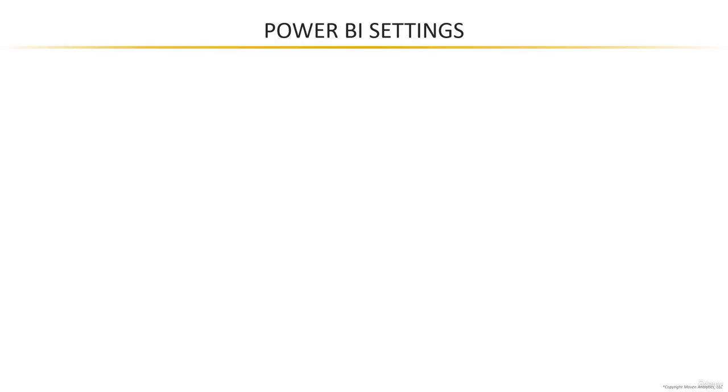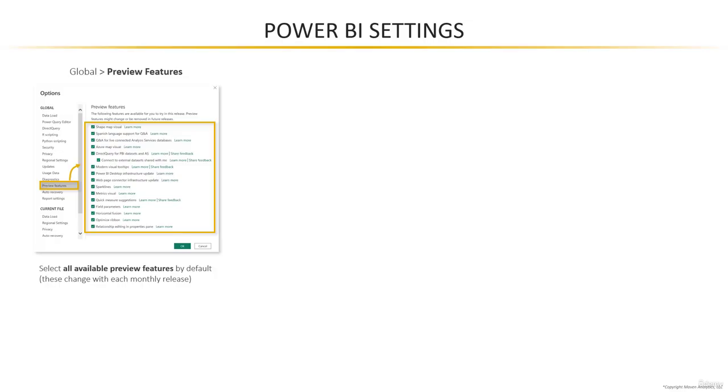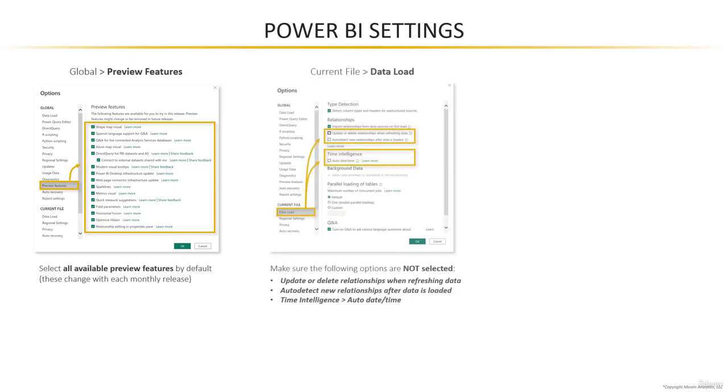I'm going to walk you through this in Power BI in just a second, but we're going to make changes in 3 different places. First, the global preview features menu. We're going to go ahead and select all of those boxes to make sure that we have access to all of the latest and greatest features. Next, in the current file data load section, this one's important. We're going to deselect 3 specific options here: update or delete relationships when refreshing data, auto detect new relationships after data is loaded, and time intelligence auto date time.